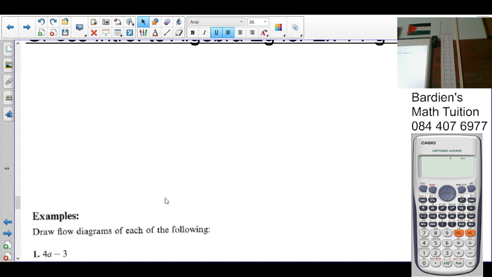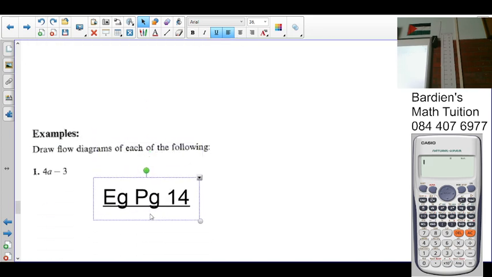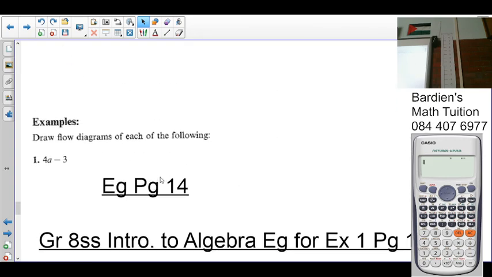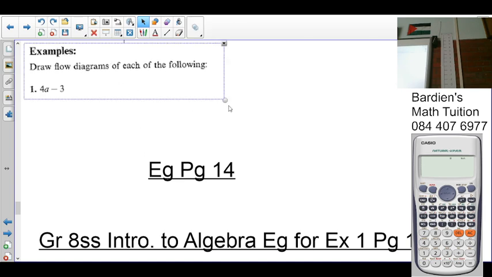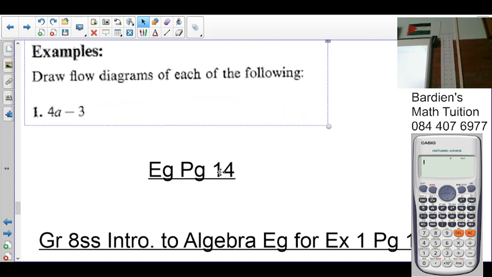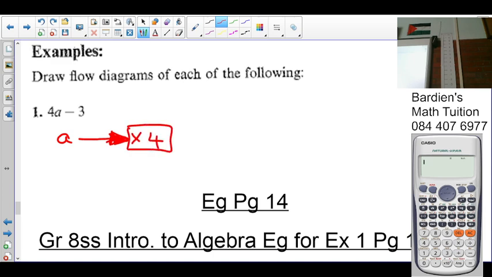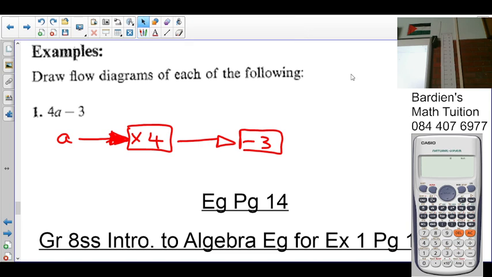Now we need to draw a flow diagram for the expression. Now we're working in reverse. So draw a flow diagram for each of the following. Where are we going to start? We always start with the variable. So A, what happens to A first? It gets multiplied by 4, and then it's minus 3. You all agree with that? So anybody that's confused? You all understand? Okay.